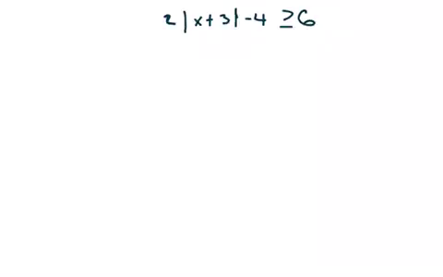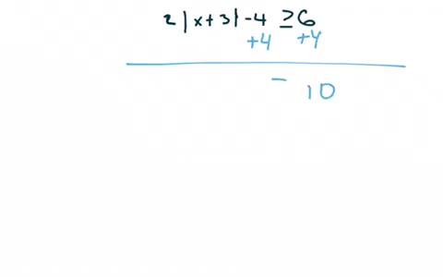Okay, so what do I do here? Well, again, I want to get the absolute value by itself, so I'm going to add 4 to all the sides. I'm adding 4 to all my sides, and I get 10 on the right side, because 6 plus 4 is 10. And then I'm still left with 2 times the absolute value of x plus 3. What do I do next?